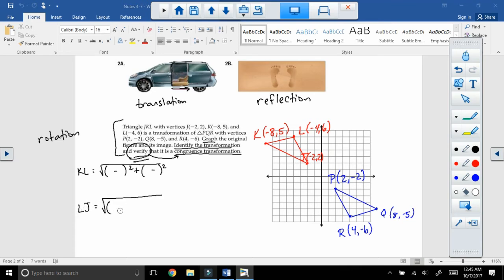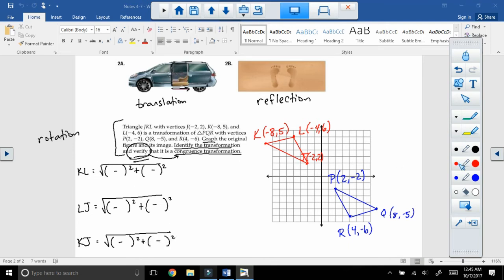So remember, for distance formula, what we're doing is subtracting the x values, subtracting the y values, and then squaring them and adding them together. I'm just getting all of these set up so that we're just plugging numbers in, and that part goes pretty quickly.